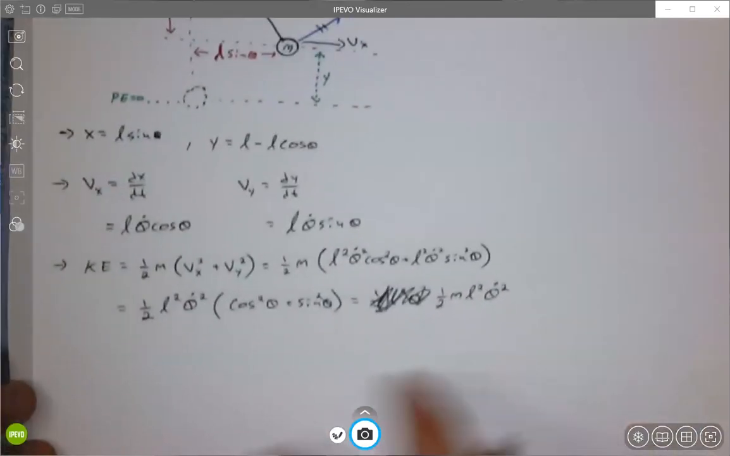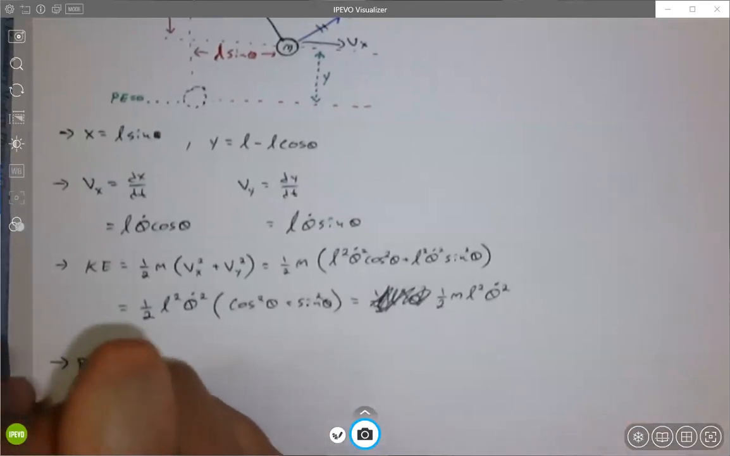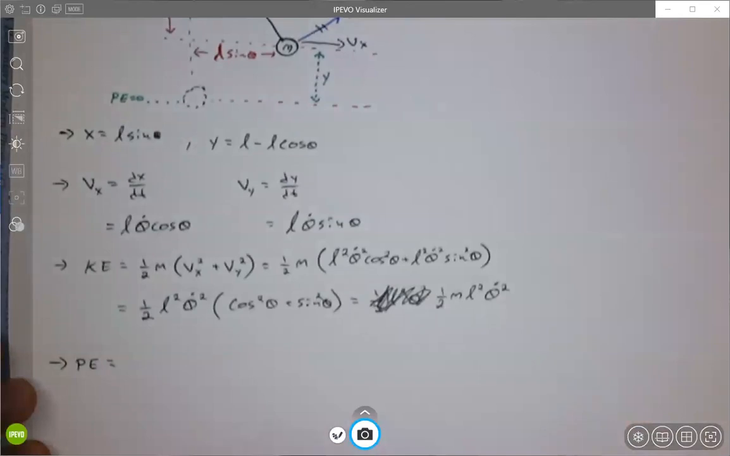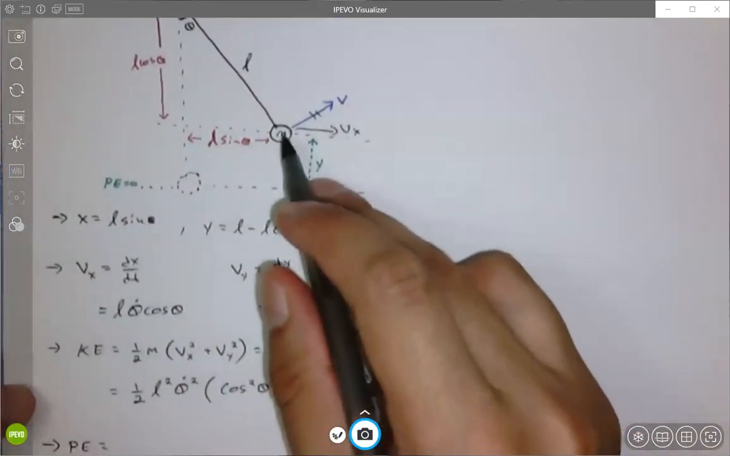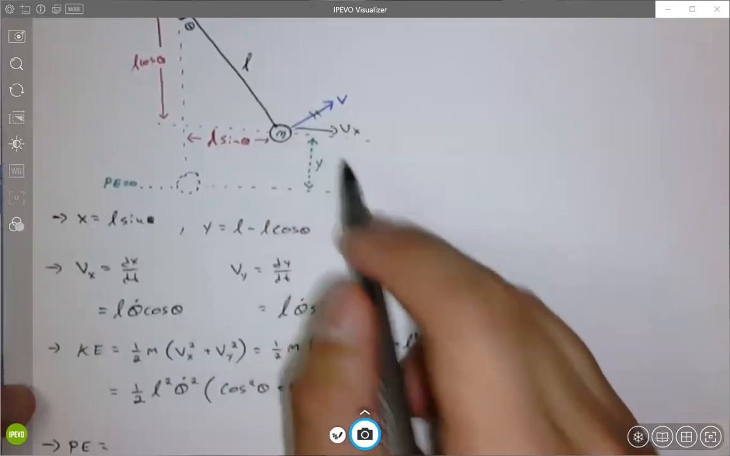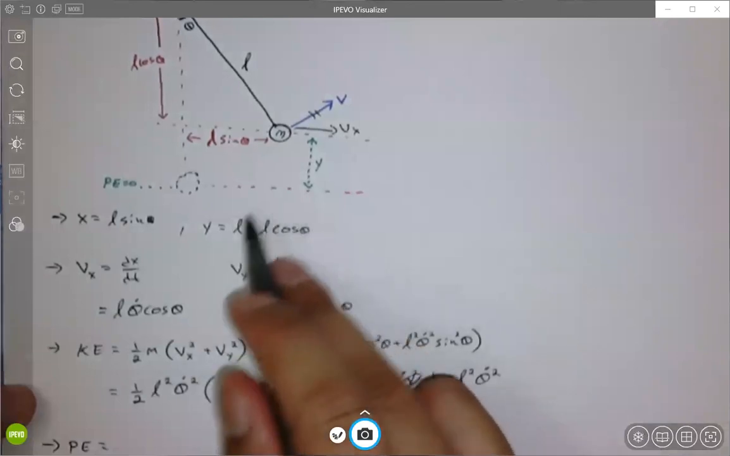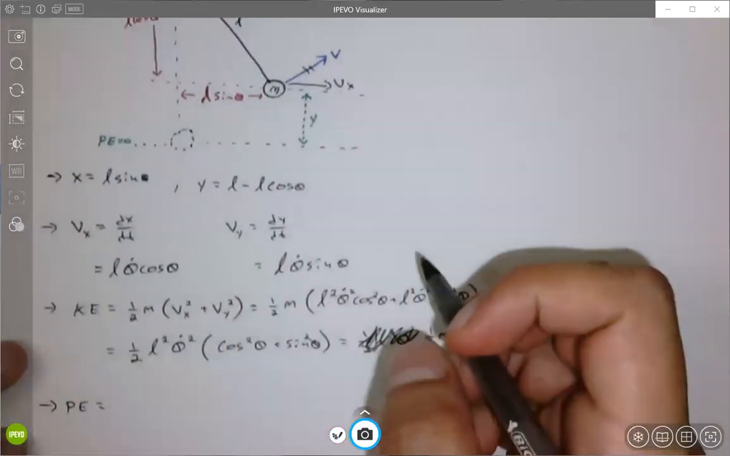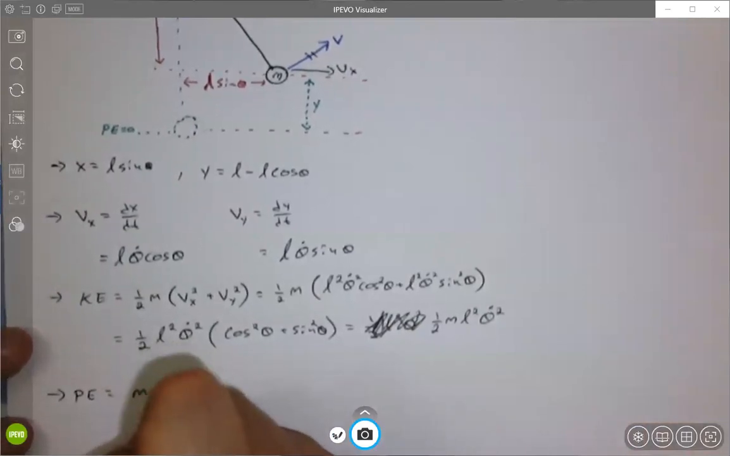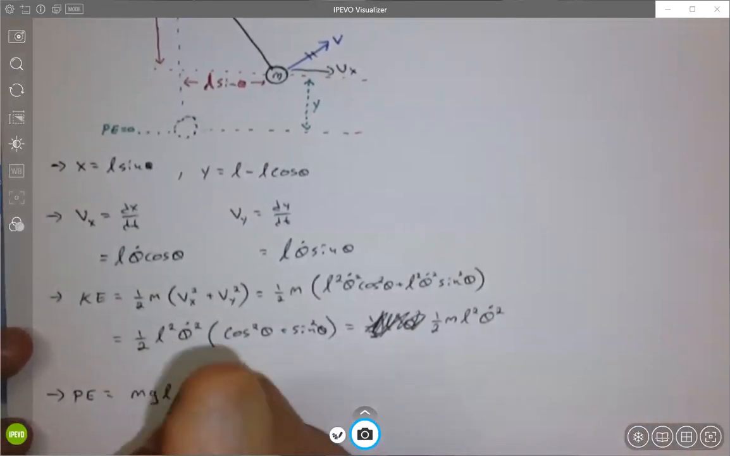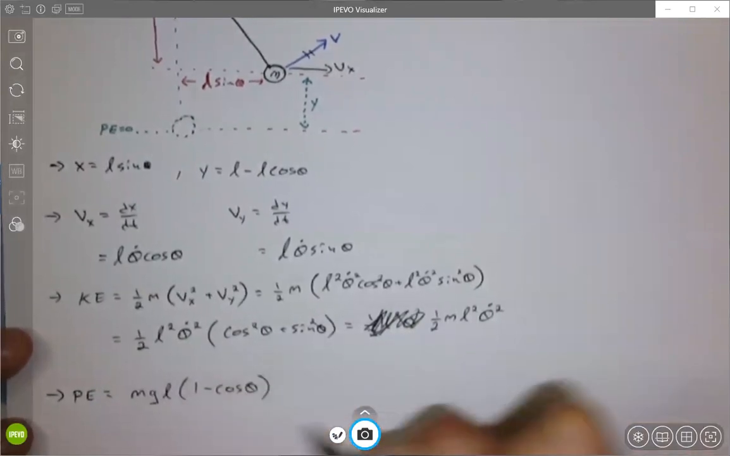What about the potential energy? The potential energy, PE, is equal to, let's see here. So if this is our starting height, mass is up here. What is y? y was equal to this right here. So it's going to be mg times y, which is L minus L cosine theta. Potential energy will be mgL parentheses 1 minus cosine of theta.